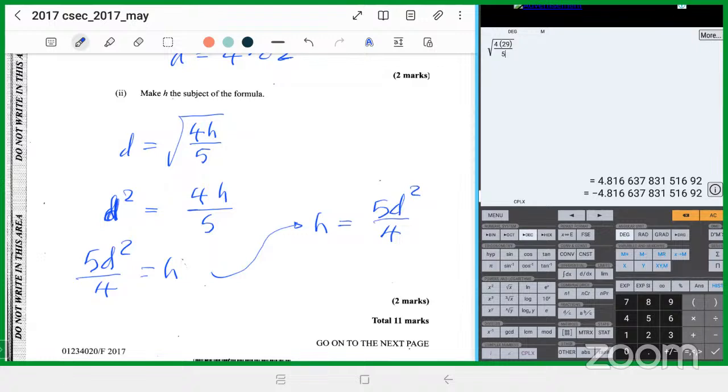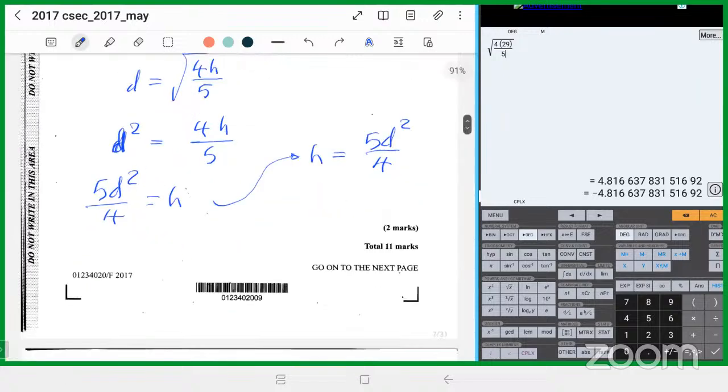It's the same thing, we'll just turn it around to put the H on the left side as the subject. The subject is always on the left side. And that is it. 11 marks for that question. 2 questions down, 9 to go. All right. Let's continue. Next question.